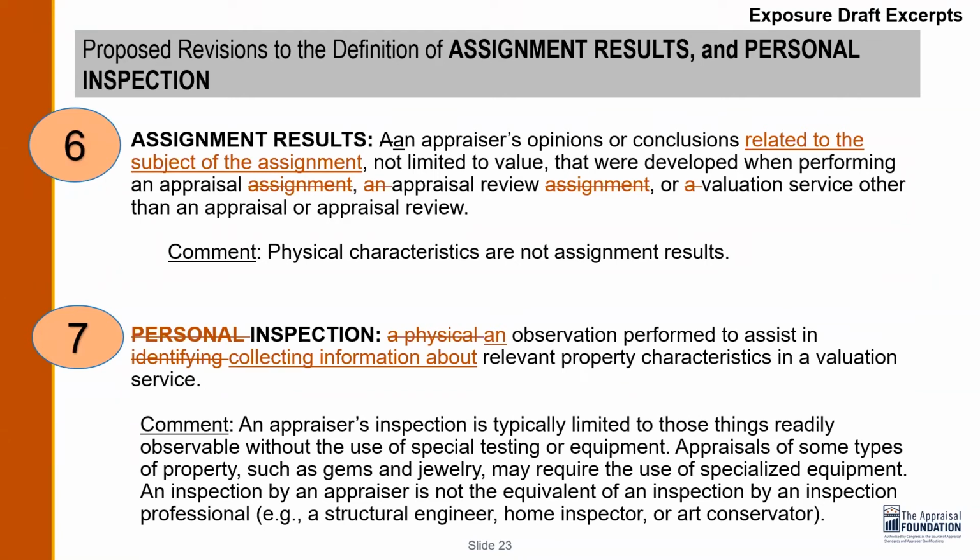On this slide here, can you tell us about the revisions proposed to the definitions of assignment results and personal inspection? Well, certainly. The revisions to the definition of assignment results are proposed essentially to tighten up the wording and to clarify which opinions and conclusions formed by an appraiser or review appraiser are truly results of an assignment that must remain confidential in order to legitimately protect the client's interests. The current wording is very broad and could encompass opinions or conclusions that should not realistically be considered assignment results.